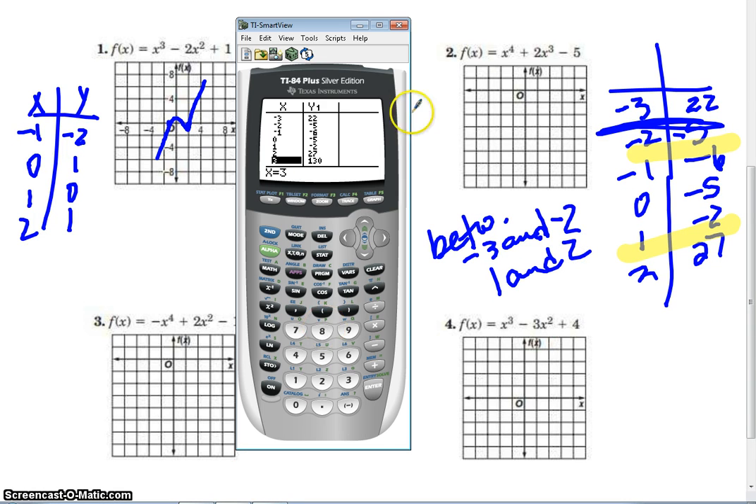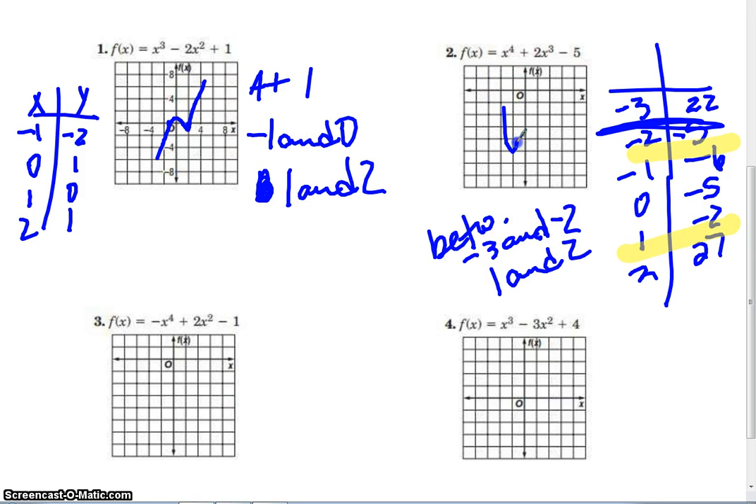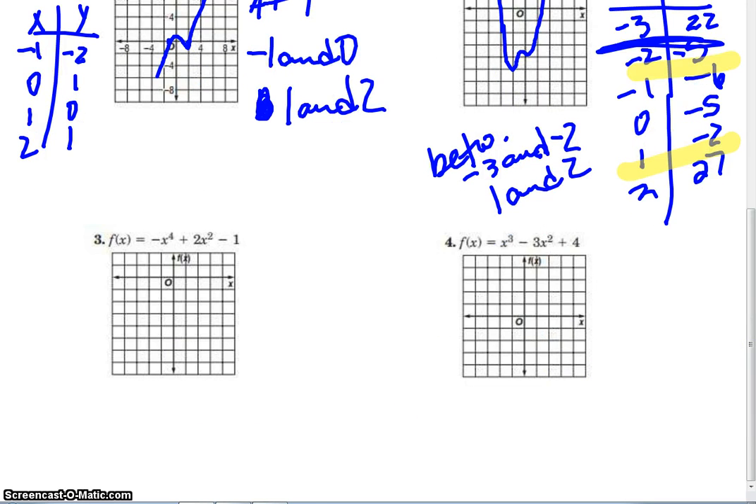Then I would take my calculator, I would go zoom 6, get a basic idea. Hopefully I was right, between -3 and -2, between 1 and 2. Does something weird, you don't have to be perfect with it. It's going to be something like that. Your graphs are not going to be perfect, and that is fine with me.